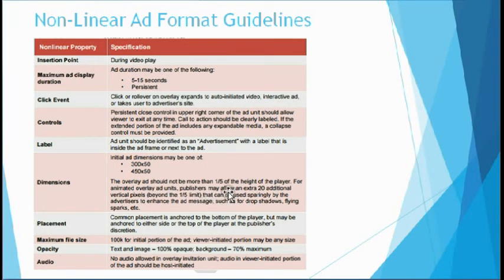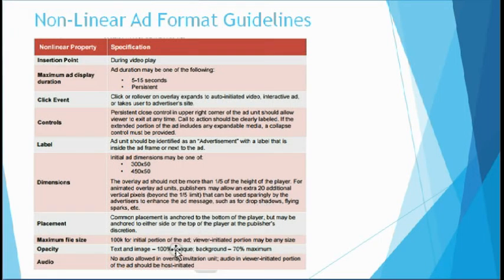The publisher may allow an extra 20 additional vertical pixels beyond the 1 by 5 limit. That can be used sparingly by the advertiser to enhance the ad message, such as drop shadows, flying sparks. So the advertiser can also add some additional things, like expanding the overlay banner, to add some interactivity.